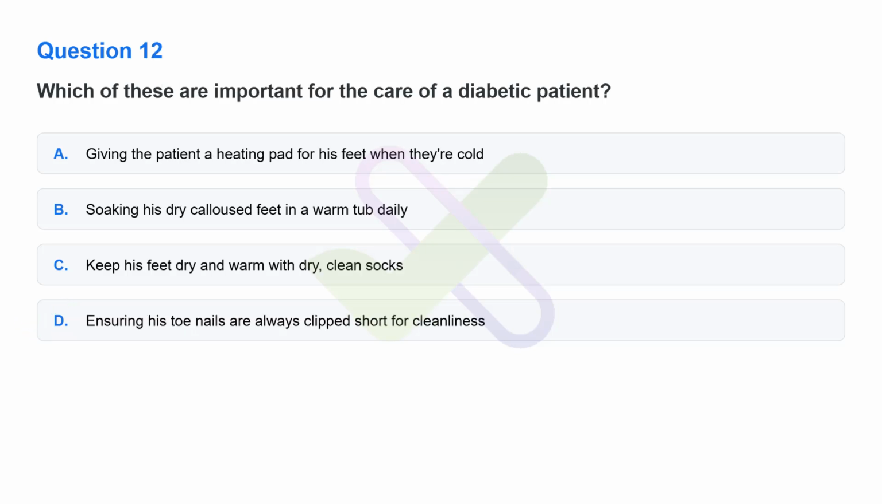Which of these are important for the care of a diabetic patient? A, Giving the patient a heating pad for his feet when they're cold. B, Soaking his dry, callous feet in a warm tub daily. C, Keep his feet dry and warm with dry, clean socks. D, Ensuring his toenails are always clipped short for cleanliness.